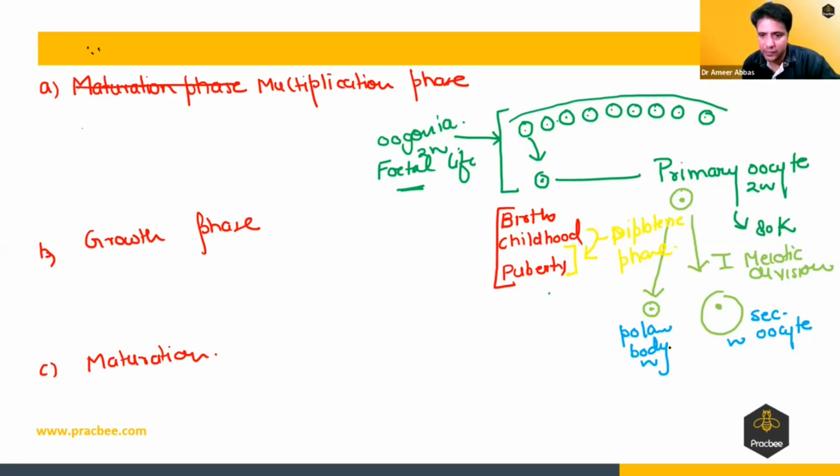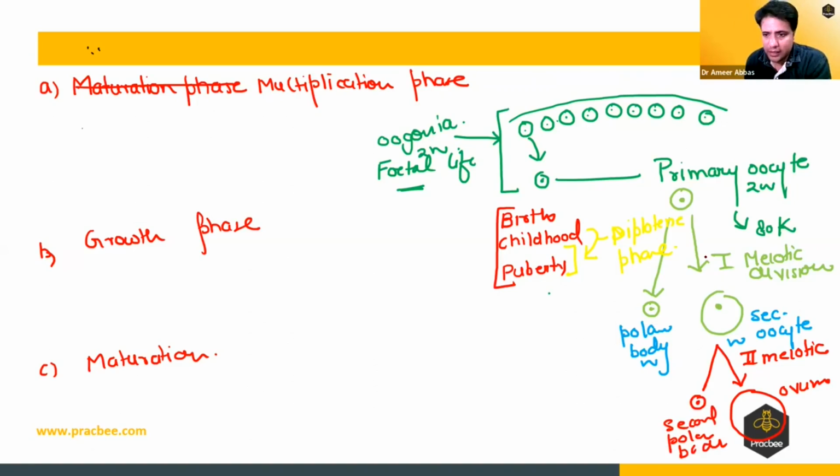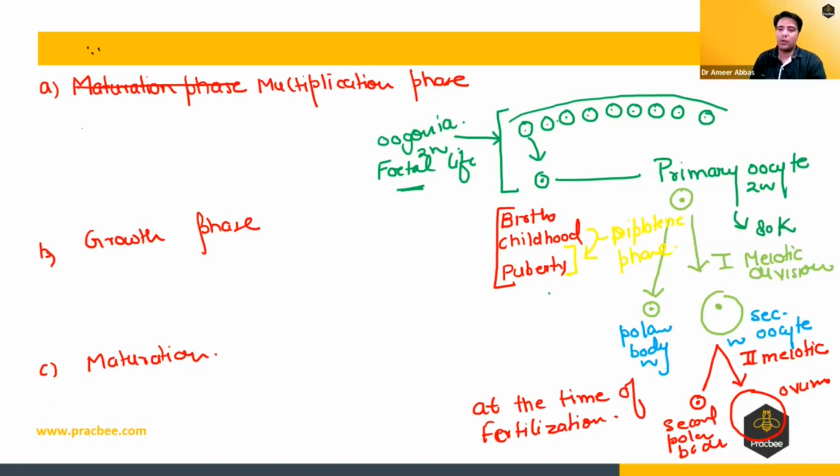All right, the last phase is maturation phase. What happens in the maturation phase? The second meiotic division will occur. Yeah, sorry, meiotic, not mitotic. This will develop into the ovum and the second polar body. But the second meiotic division will complete at the time of fertilization. As soon as the sperm reaches the secondary oocyte, the secondary oocyte starts the second meiotic division. Okay, बच्चा? And it completes within a fraction of a second. Clear?